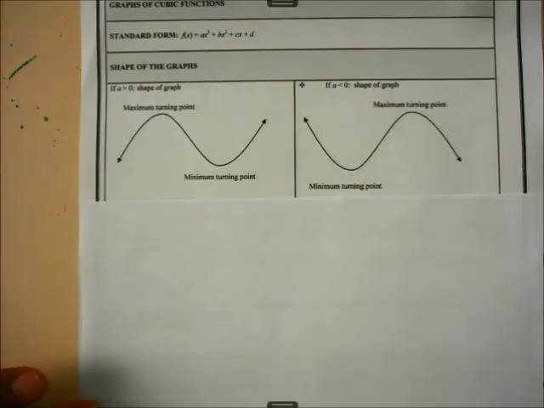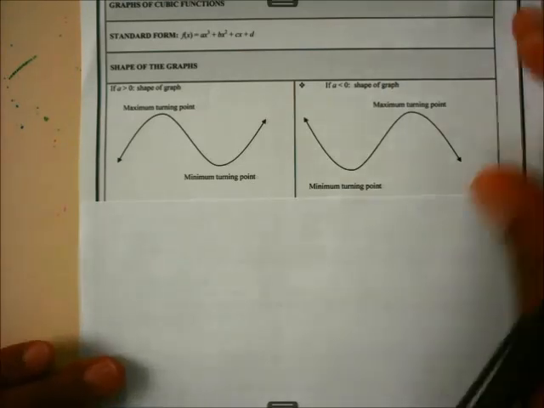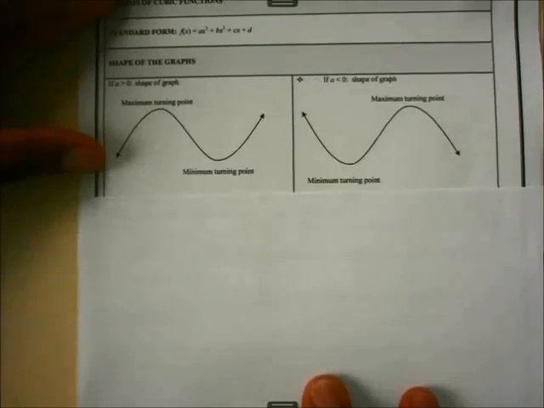Of course, the shape, you need to remember the shape. If a is greater than 0, what's going to happen? The function increases and decreases. The first turning point will be the maximum. Then if a is less than 0, the function decreases first. Thereafter, we have the minimum turning point. Right, this is the shape of the cubic function.